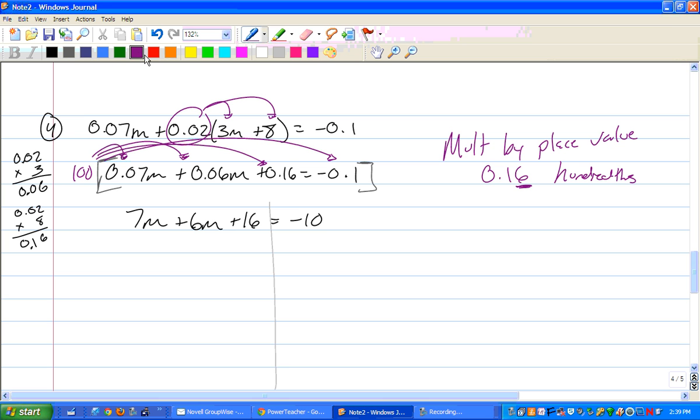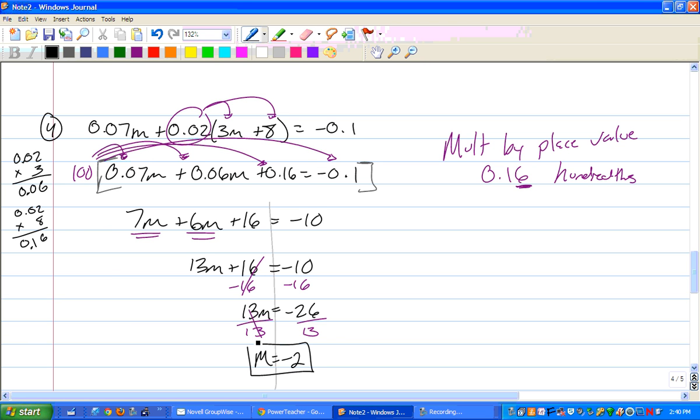Start combining your like terms. We have the 7m and the 6m, which gives us 13m plus 16 equals negative 10. So now 13m equals negative 26. Let's divide by 13. m equals negative 2.